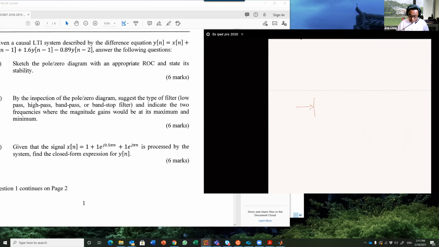First, you draw the system. This is h[n], and this is x[n]. And x[n] is equal to 1 plus 1 e^(jπ/2 n) plus 1 e^(jπ n). So what is y[n]? You will think that it is x[n] convolved with h[n], and then you realize that you can't do this approach. The reason being that although technically this is correct, h[n] is what?